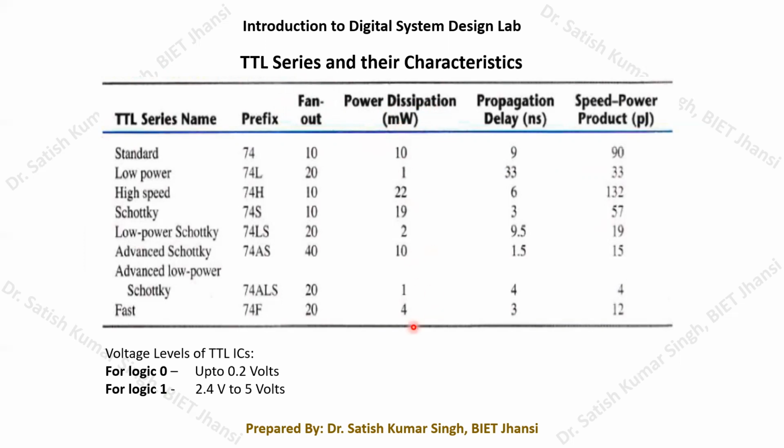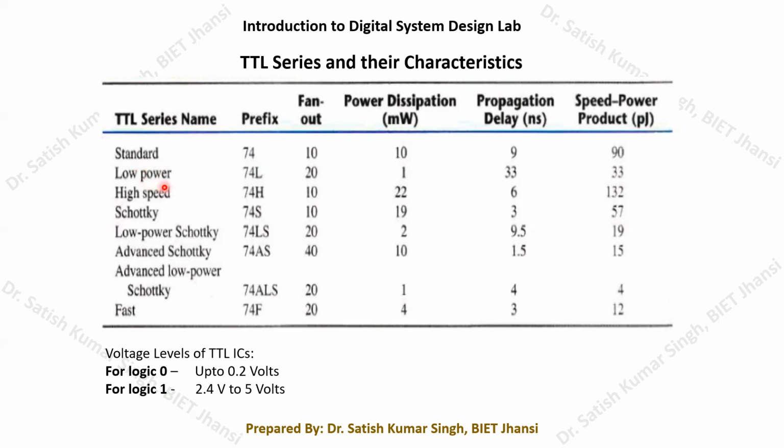It is written in milliwatts, and here is the propagation delay in nanoseconds, and here is the speed-power product, which is measured in picojoules. Okay, so here you can see that in TTL alone we have different categories, like a standard TTL. The standard TTL is identified by a certain series written over the ICs. If it is just a 74, you can think of it as a standard TTL logic gate.